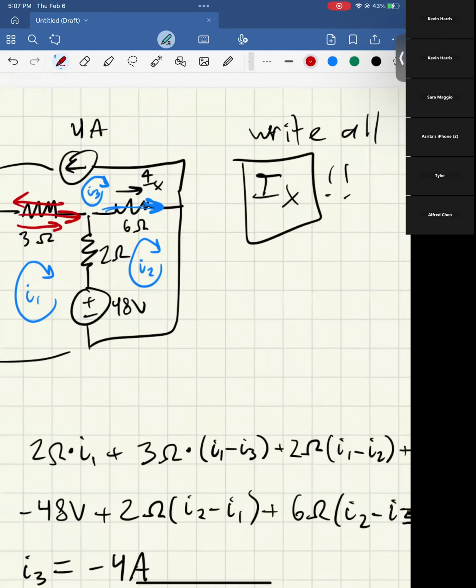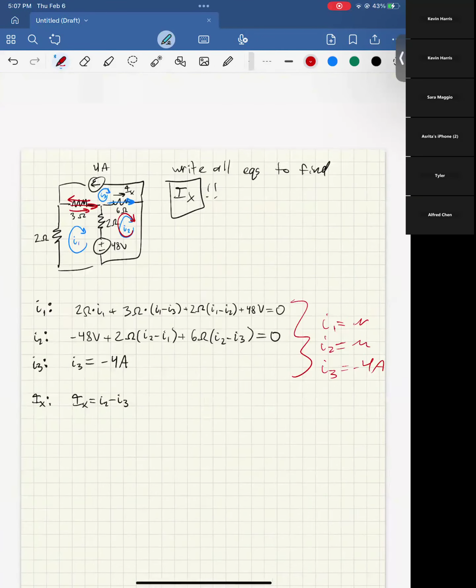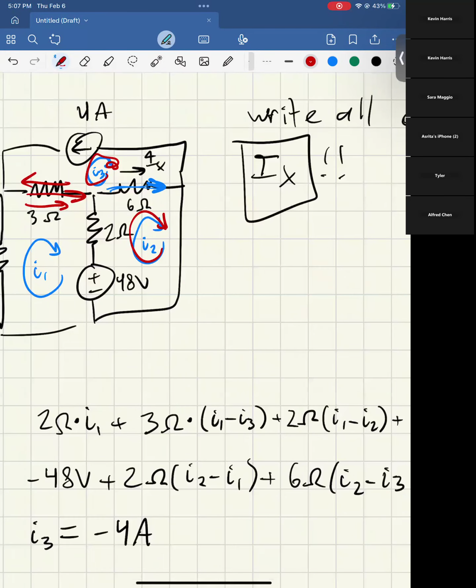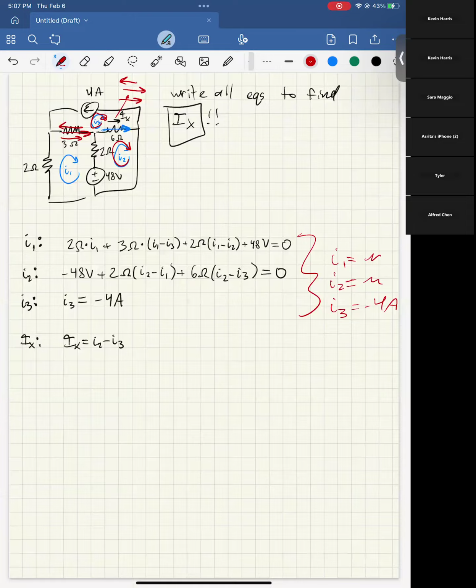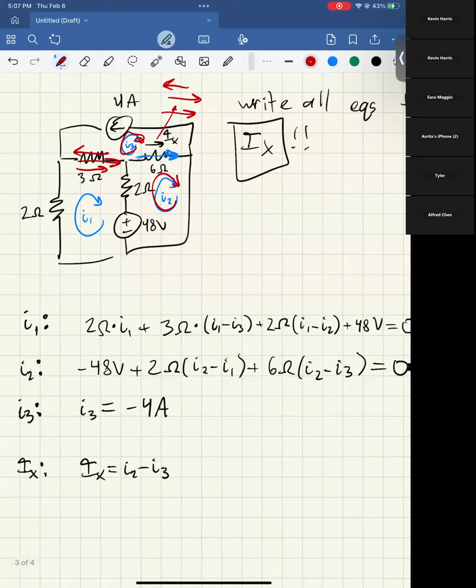So if we know around this loop there is some current flowing, and around this loop there is some current flowing, that means that we can think of this Ix up here as having some component flowing to the left from I3 and some component flowing to the right from I2. And since Ix is defined as going to the right, the positive one would be I2. And basically you just write it as a subtraction of those two currents. We have one going to the right and one going to the left, and it works out.